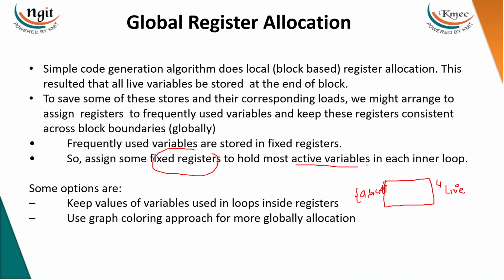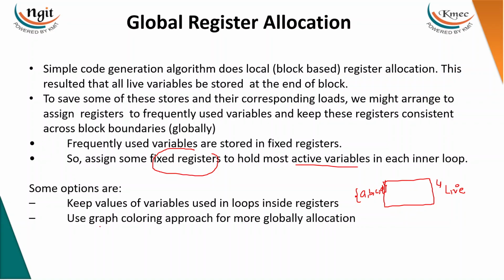For every iteration of the outer loop, the inner loop will be executed 100 times, right? What if the first iteration of the inner loop is terminated? Generally all the registers will be released. But if some variables are going to be active inside the inner loop, then instead of reallocating again, we can fix them. To do that, we have some options. First, keep values of variables used in loops inside the registers. If you are using some variables in the loops, it is better to keep them inside registers throughout the program.